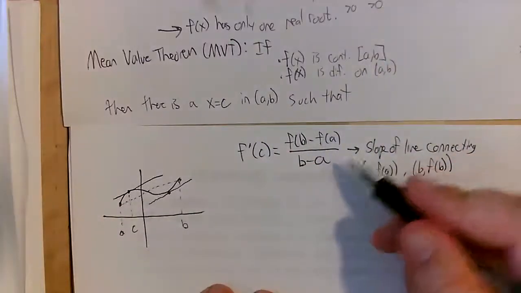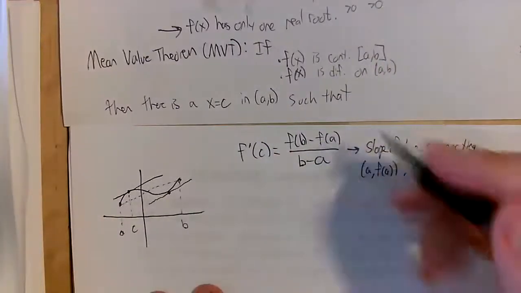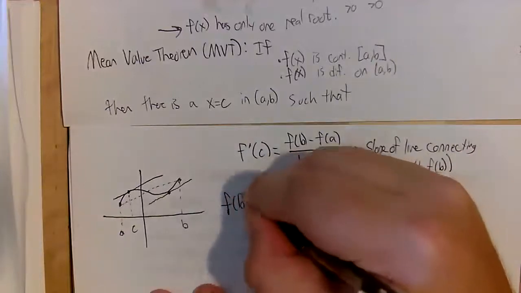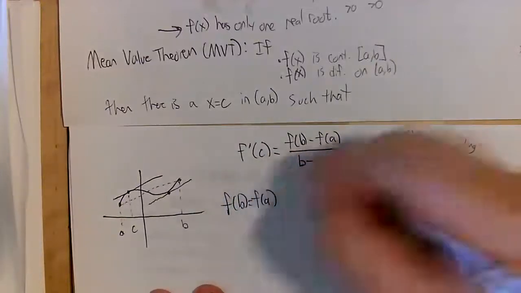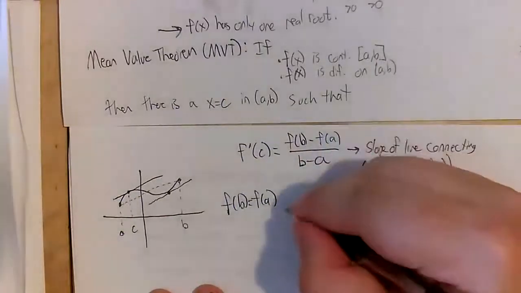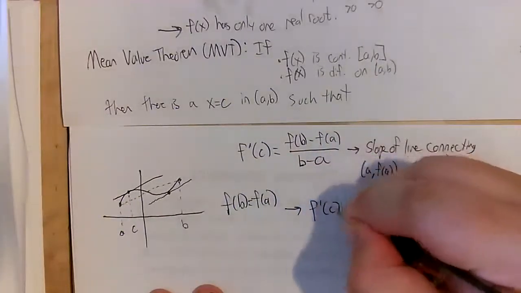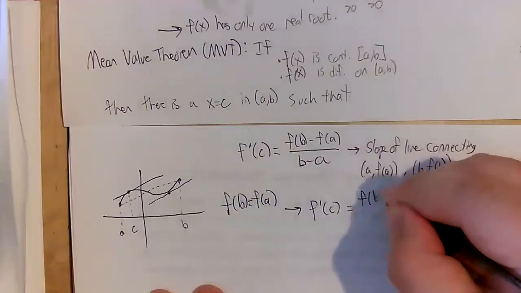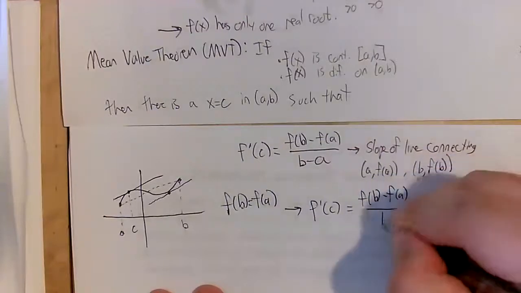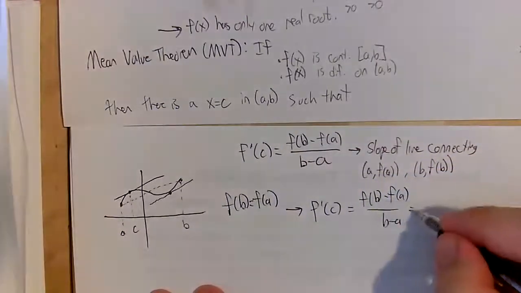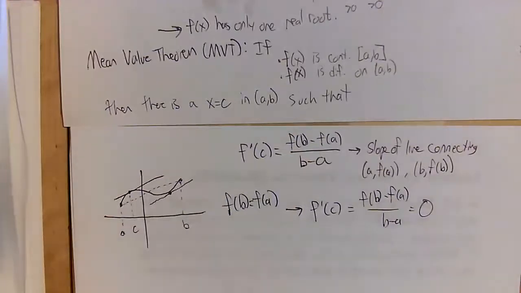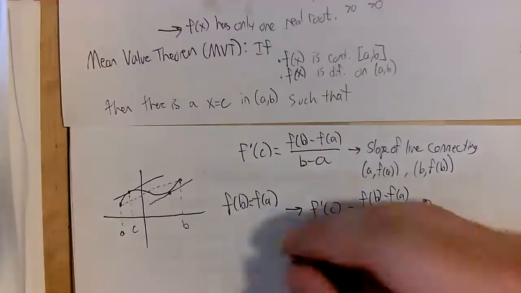And you can see that Rolle's theorem is actually just a special case of the mean value theorem, because if we have that third assumption here, f of b equals f of a, then f prime of c will be f of b minus f of a over b minus a, but since these are the same number, that will be 0. So you can imagine that Rolle's theorem is kind of a special case of the mean value theorem here.